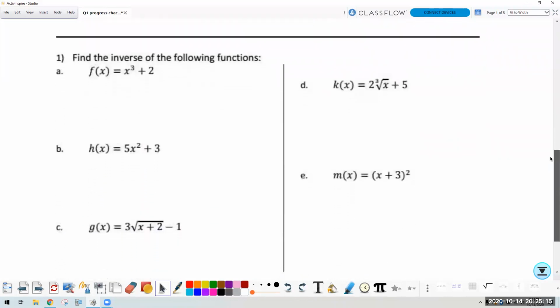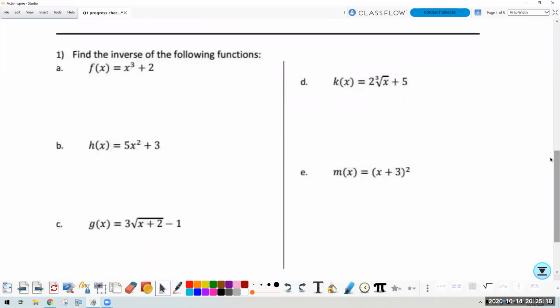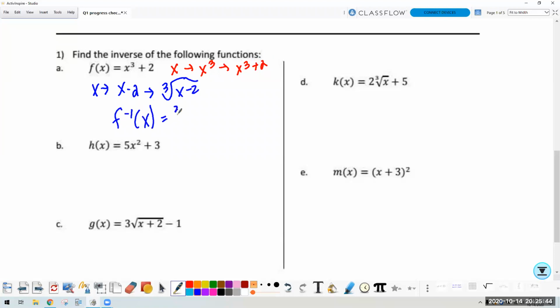Okay, so our first question here is find the inverse of the following functions. I'm going to start with my mappings of the original function. X then turns to x cubed, then goes to x cubed plus 2. So to map my inverse, I start with x. To undo plus 2, I subtract 2. And to undo cube, I cube root the step before. So f inverse of x is the cube root of x minus 2.